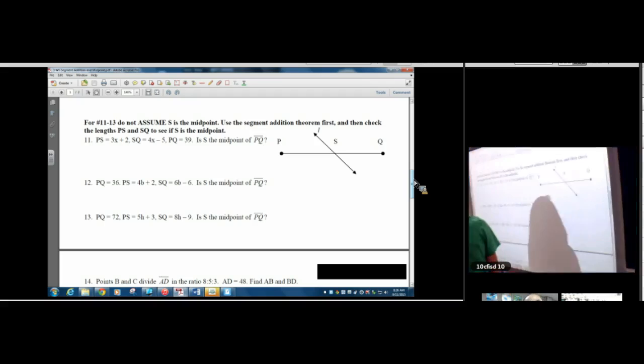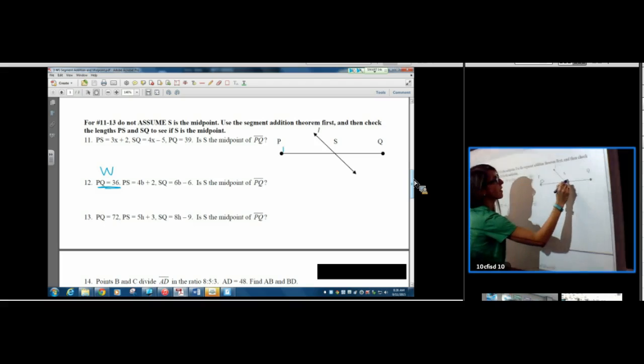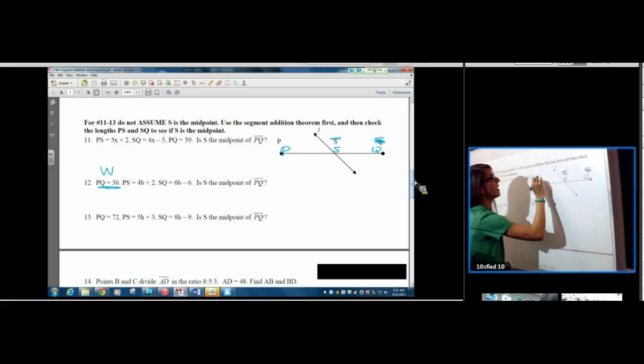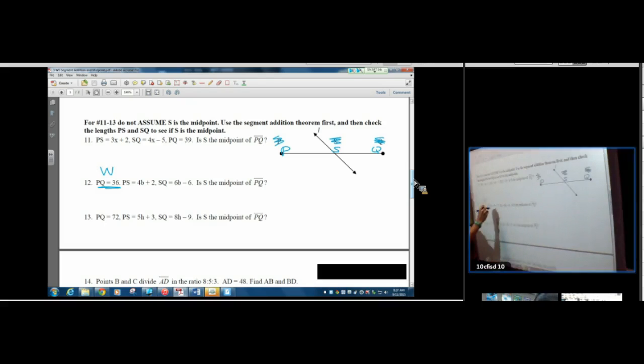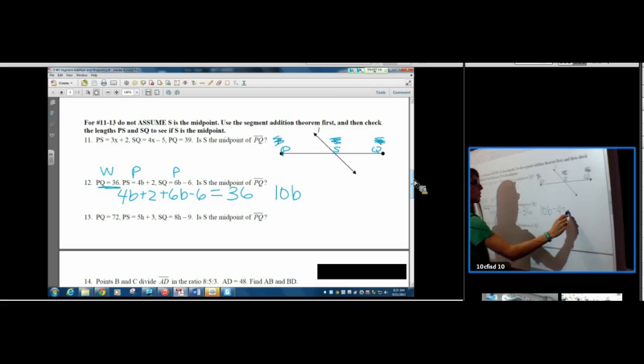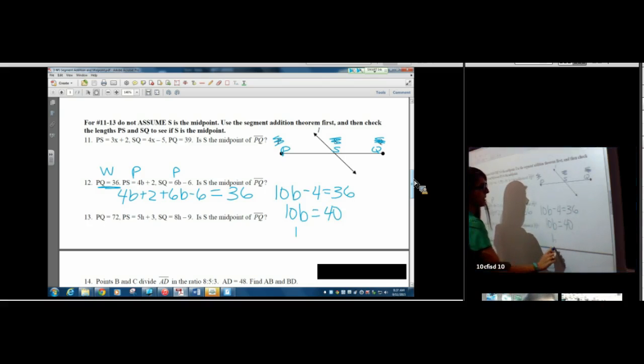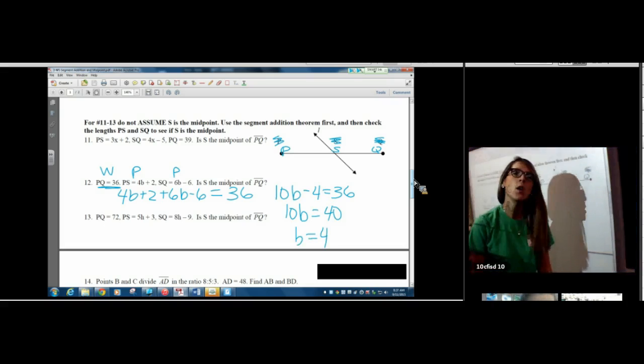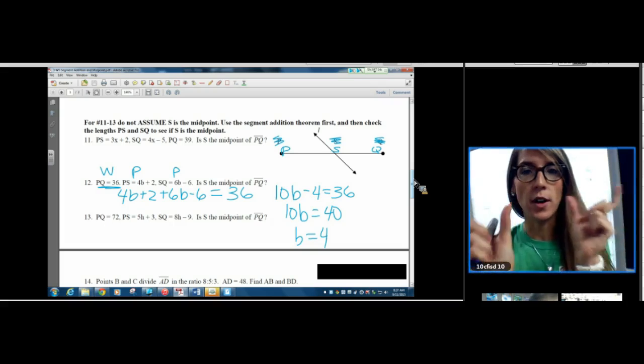So you're going to do part plus part equals whole. PQ is the whole. Man, these got messed up, didn't they? Sorry about that. All right, PQ is the whole, PS is one of the parts, and SQ is one of the parts. So I'm going to do part plus part equals whole. So we have 10b minus 4 equals 36. 10b equals 40. B equals 4.